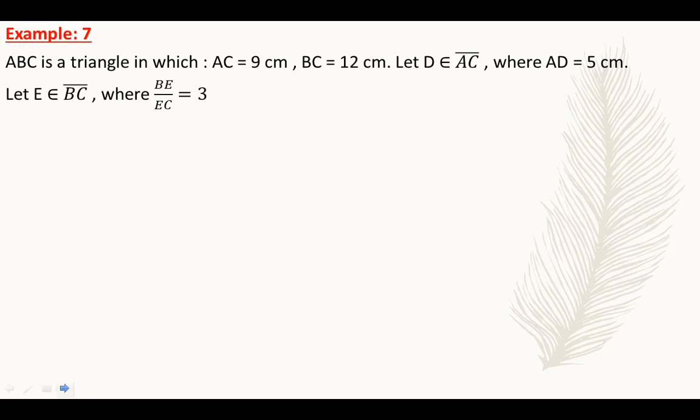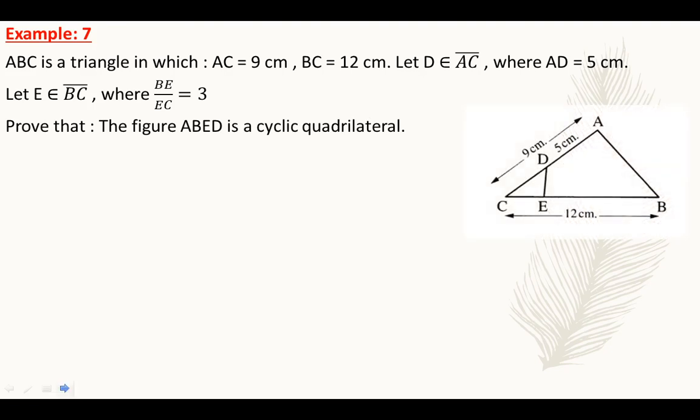Example 7. Here ABC is a triangle in which AC equals 9, BC equals 12. Let D belong to AC, where AD equals 5 centimeters. Let E belong to BC, where BE over EC equals 3. Prove that the figure ABED is a cyclic quadrilateral. Here we want to prove that this figure is a cyclic quadrilateral.